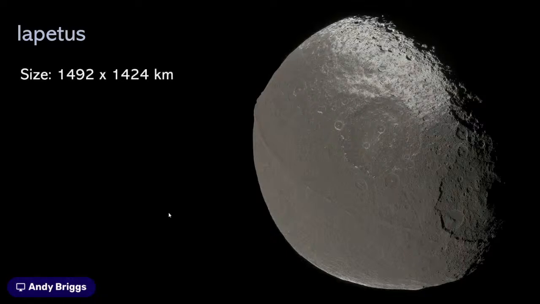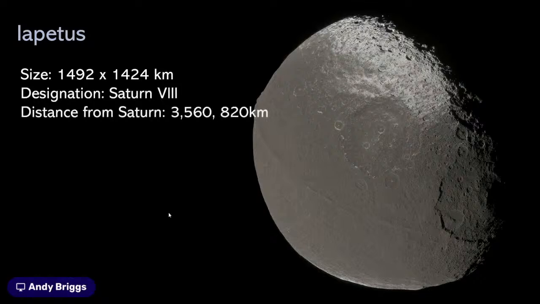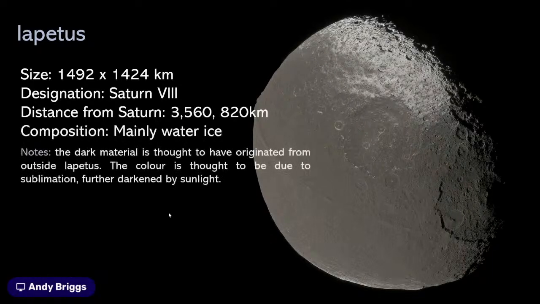It's 1492 by 1424 kilometers, so nearly spherical. It's designated Saturn 8. It's 3,560,000 odd kilometers from Saturn. Its composition, again, is mainly water ice with some rock thrown in. And that dark material is thought to have originated from outside Iapetus, perhaps from other moons.